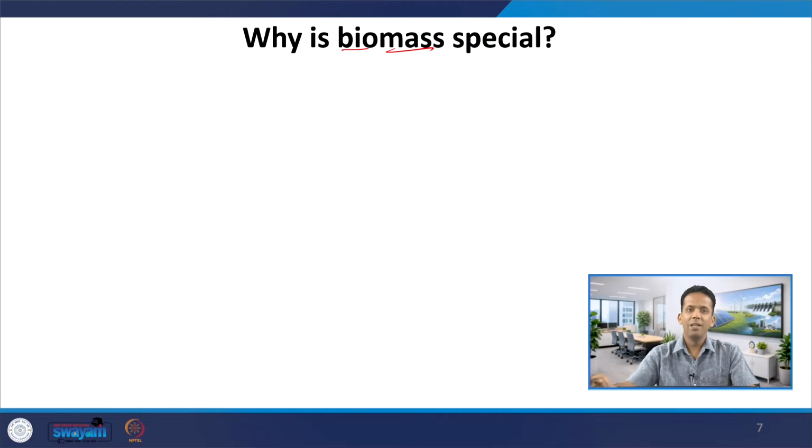Unlike solar, wind and hydro, which are the other renewable sources and can provide only energy, biomass is one source which can not only provide us energy, but also material or mass. A lot of materials or objects which are otherwise made from fossil fuels can be made from biomass, and they can replace the fossil fuel in the material domain also. So, that is why biomass is a special renewable energy source.